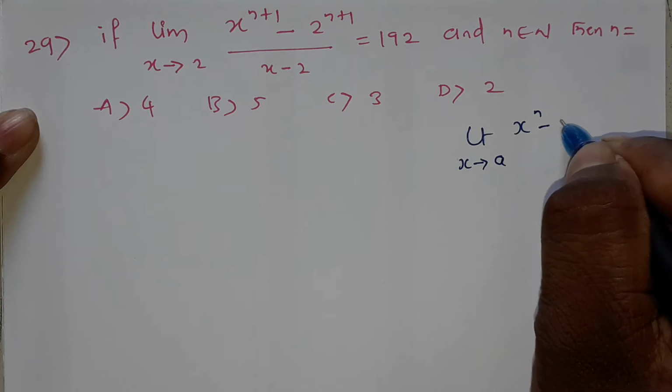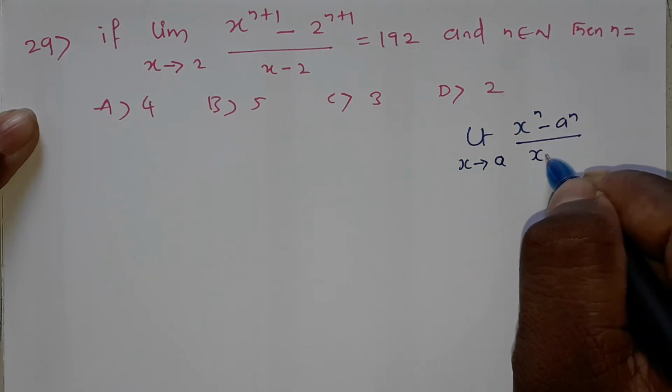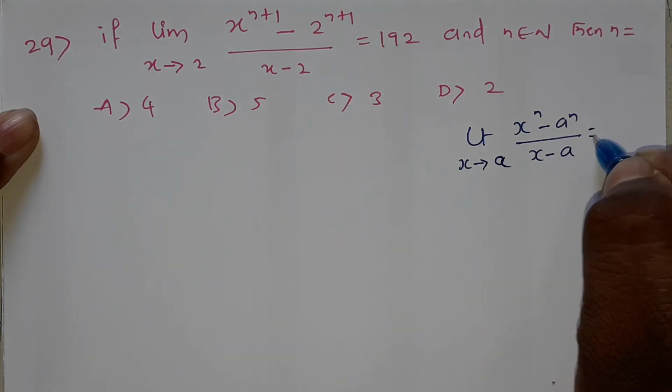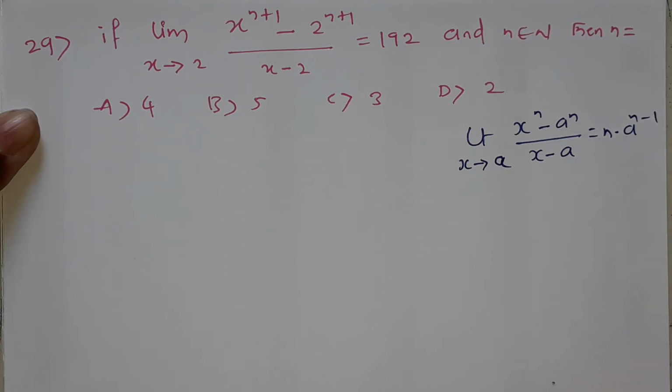Limit x tends to a of x power n minus a power n by x minus a is equal to n into a power n minus 1. This is the first standard limit formula.